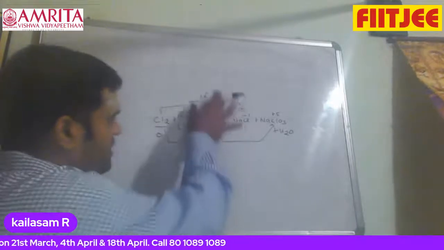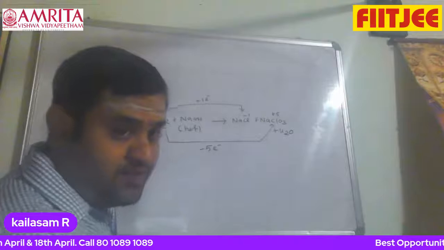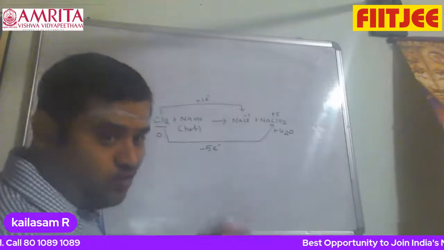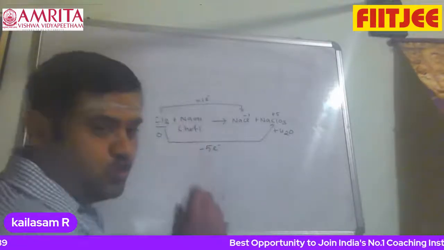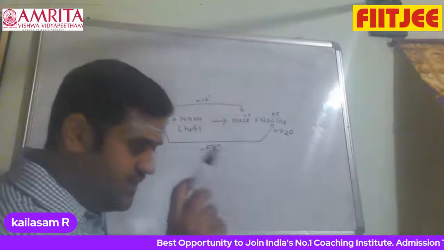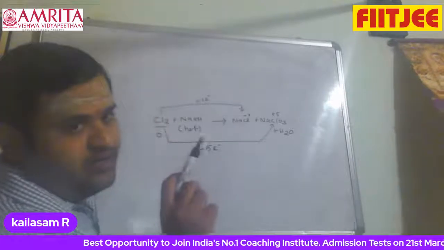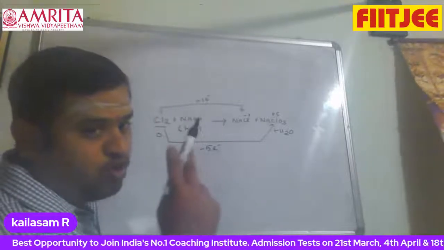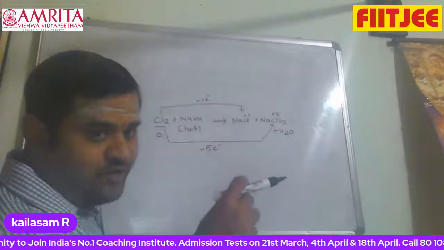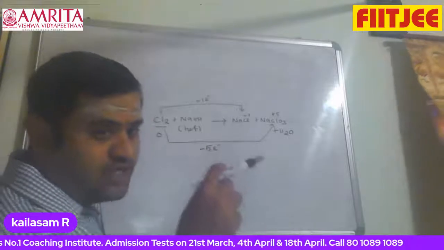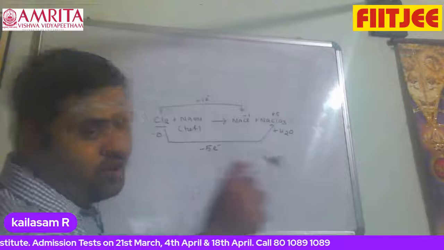Last 5 electrons gained, we can say as 1 electron. Please keep it in your mind. Then what about Cl2? In each molecule of Cl2, we have 2 chlorine atoms. So each chlorine either lost 1 electron or gained 1 electron.